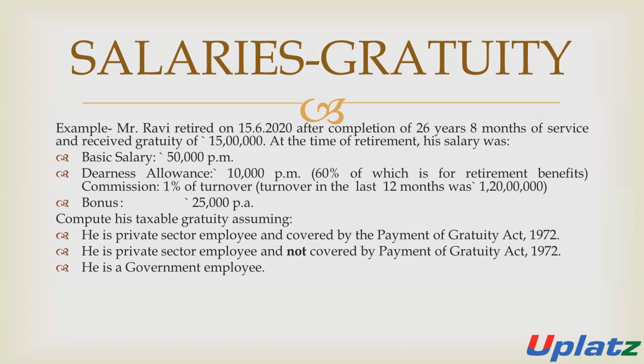Number one point is when he is an employee of the private sector and he is covered by the Payment of Gratuity Act. Number two is he is a private sector employee, but he is not covered under the Payment of Gratuity Act. And number three is he is a government employee.